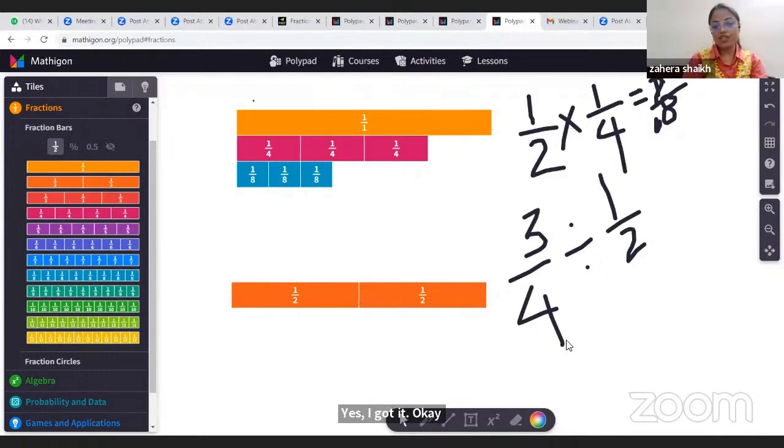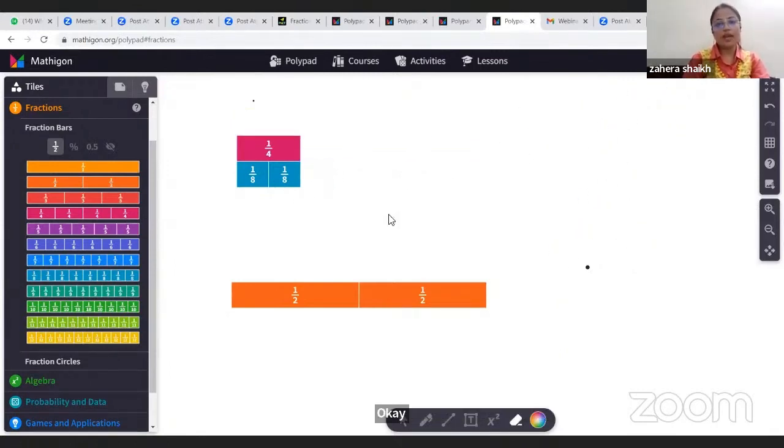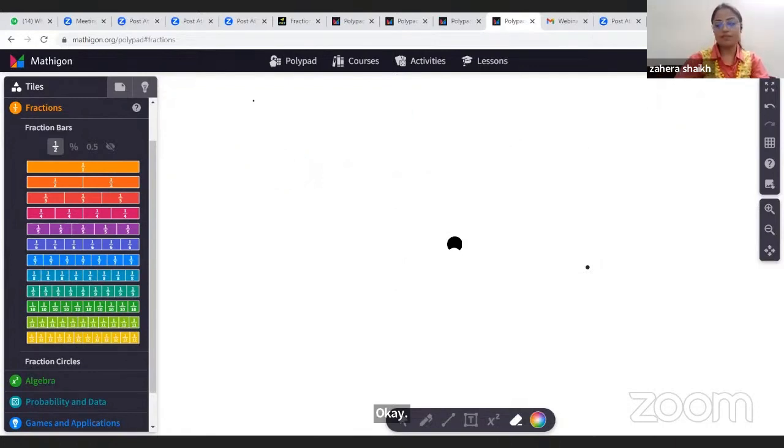So in this way, if my children are able to solve the problem using manipulatives, they are making their own connection with the number, right? Okay. So any other question? Yes. Three times half, yes. You can write it down.